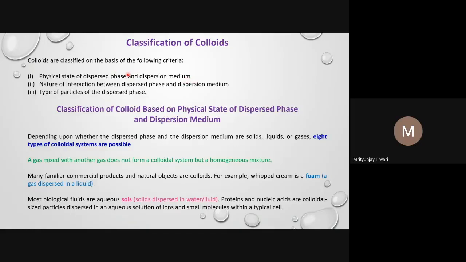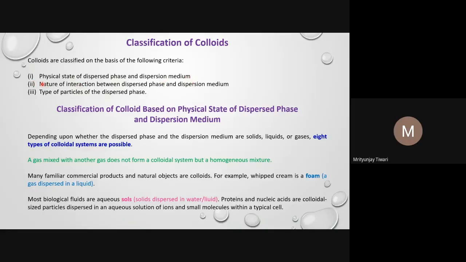Based on the physical state of dispersed phase and dispersion medium, gas in gas always forms a homogeneous mixture, so it does not form a colloidal mixture. And so we get only the eight different types of colloidal solutions based on the physical states of dispersed phase and dispersion medium by making all different combinations. These things we have already seen in our previous class.